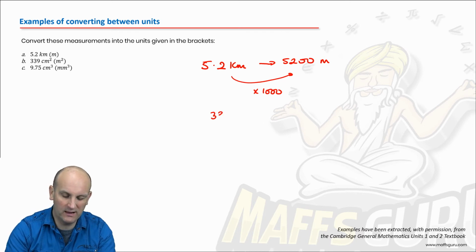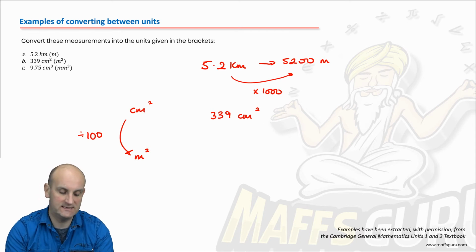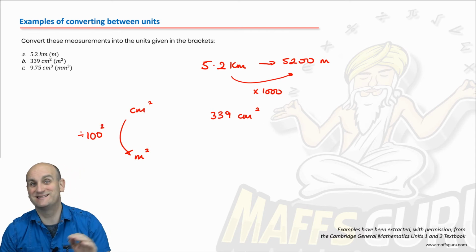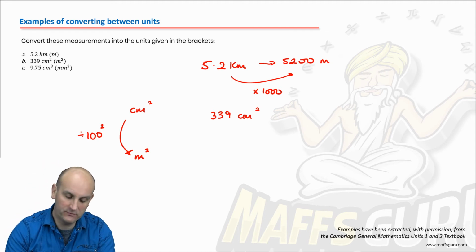All right, now let's do an example of from centimeters squared to meters squared. So I've got 339 centimeters squared, and I want to go to meters squared. And I remember that this way round is divide. I know there's 100 centimeters in a meter, but because it's a centimeter squared, I'm going to divide by 100 and then divide by 100 again. So in this situation, I'm going to divide by 100.